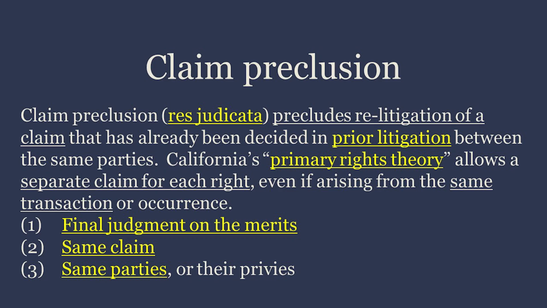Claim preclusion. Res judicata. Precludes relitigation of a claim that has already been decided in prior litigation between the same parties. California's primary rights theory allows a separate claim for each right, even if arising from the same transaction or occurrence. 1. Final judgment on the merits. 2. Same claim. 3. Same parties or their privies.